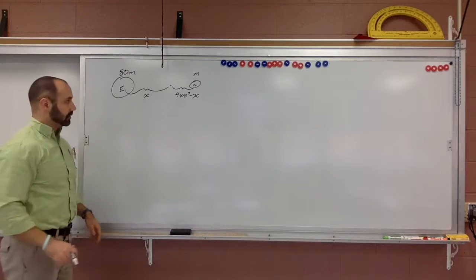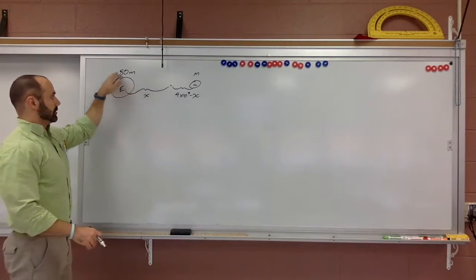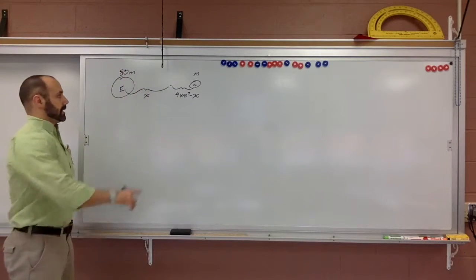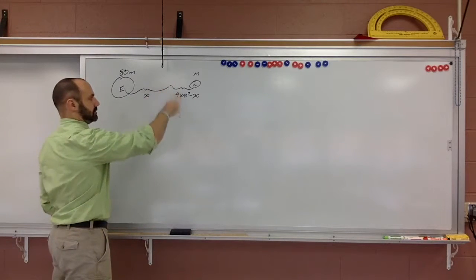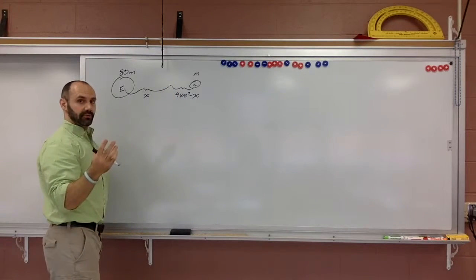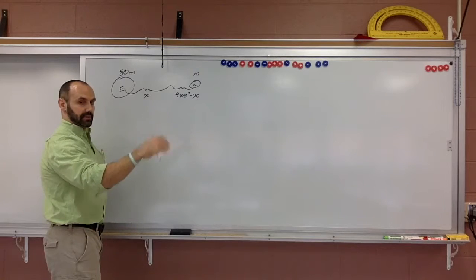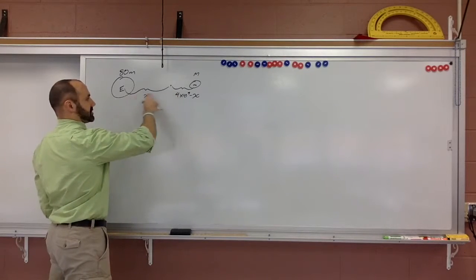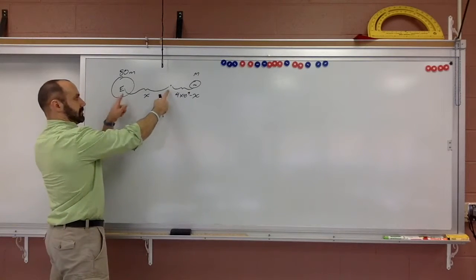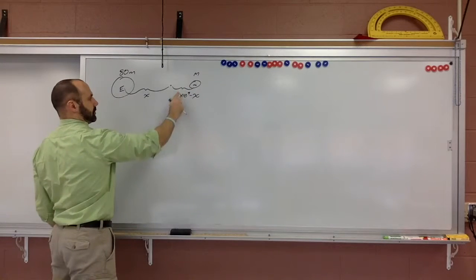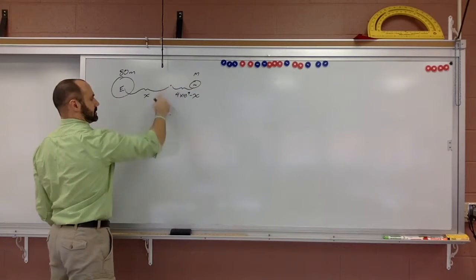Okay, for example 4, we have the Earth and the Moon. Earth is 80 times the mass of the Moon. And at some point between these two, the gravitational force is 0. These two forces balance each other out. This distance is 4 times 10 to the 9th meters, so I set this up as x. And then this is 4 times 10 to the 9th minus x.